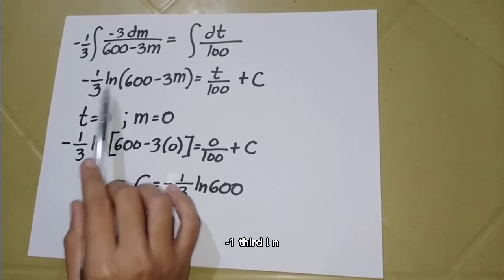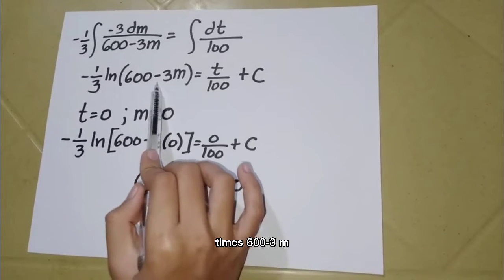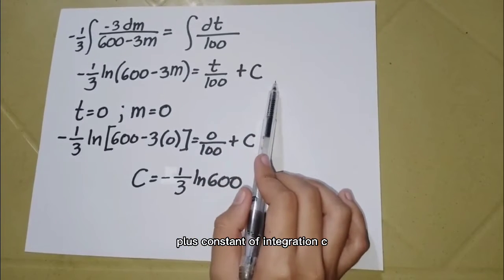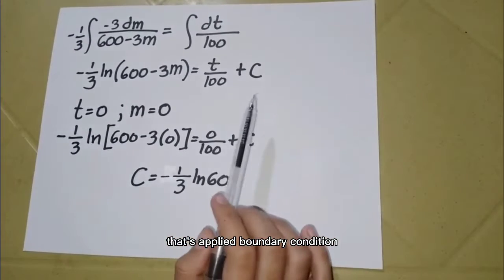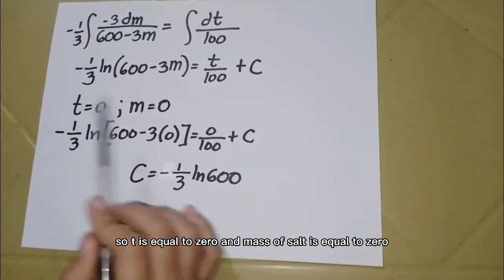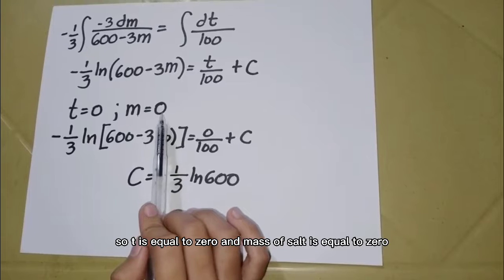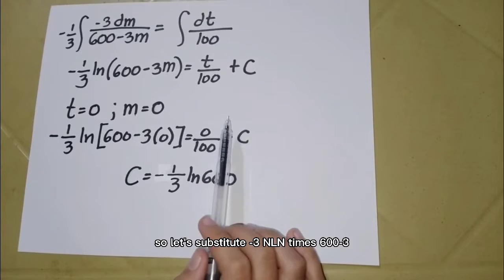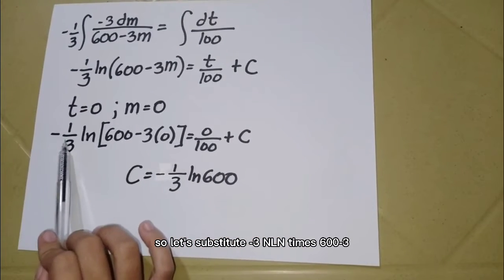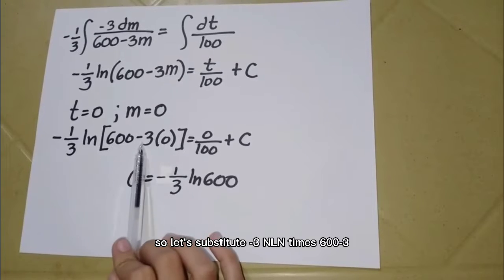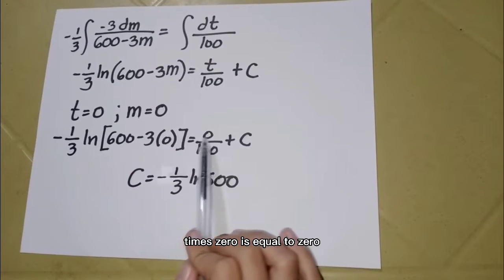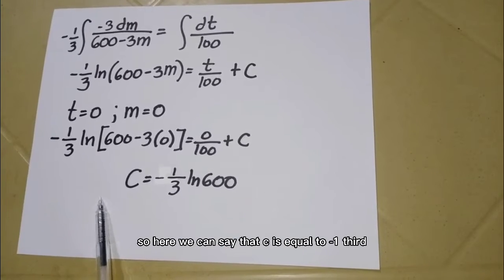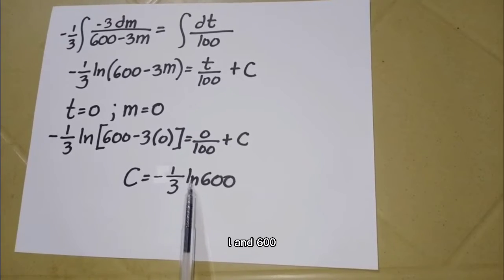Negative 1/3 ln of 600 minus 3m equals t over 100 plus the constant of integration c. Let's apply the boundary condition. When t equals 0, the mass of salt equals 0, because at the initial time there is pure water inside our tank. So let's substitute: negative 1/3 ln of 600 minus 3 times 0 equals 0 over 100 plus c. So here we can say that c equals negative 1/3 ln 600.